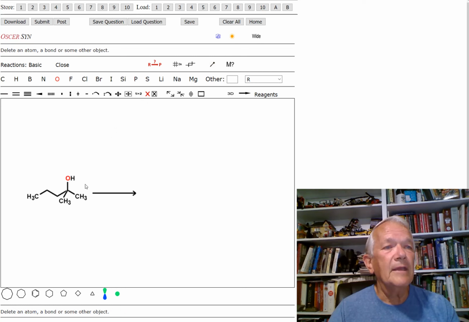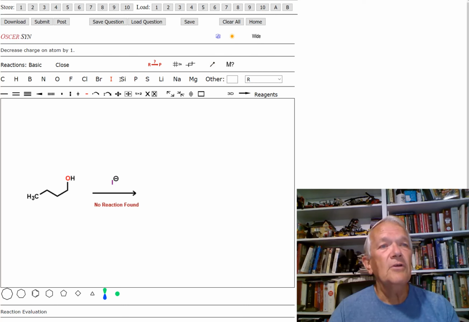Now let me not start with the tertiary one. Let me go back and we'll start with primary. So here's our primary group, and we're going to try to do a substitution of this. Now if you just use iodide, okay, it's a very good nucleophile, what do you get? Well, you get nothing. There's no reaction. But if instead of using the iodide, let's use HI. Now the reaction works. Why does it work differently?